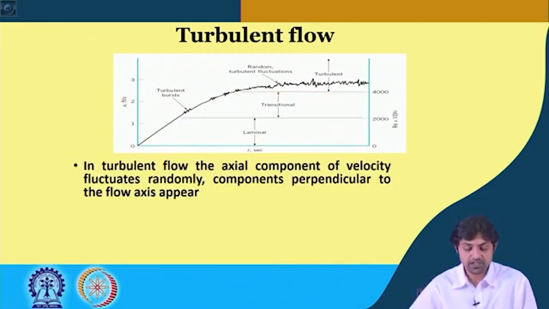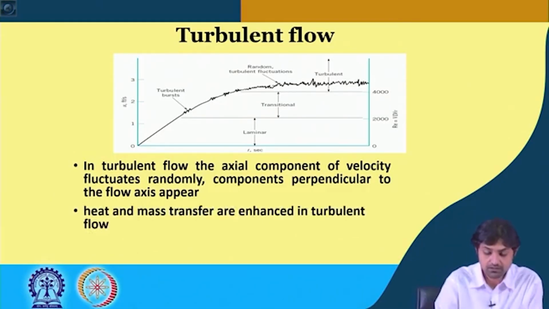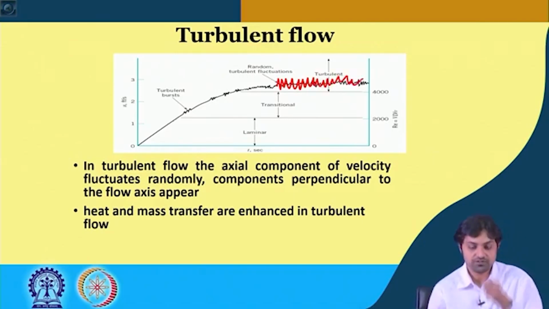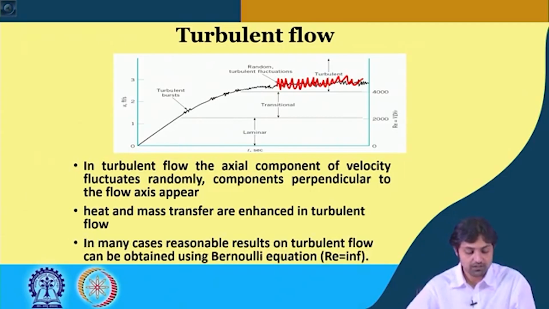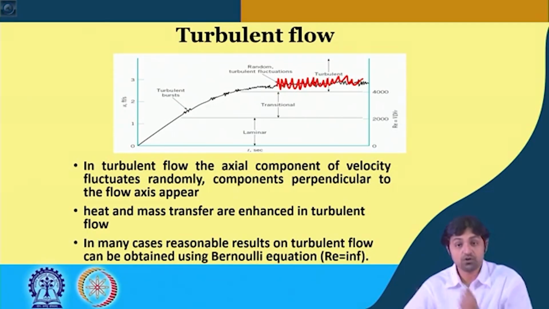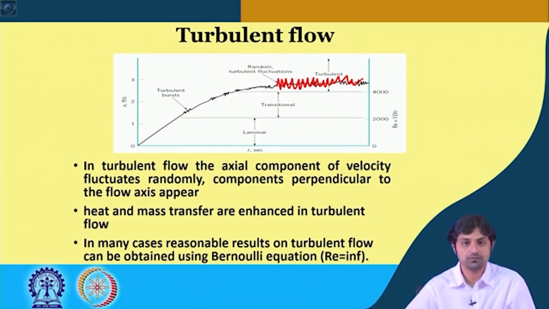In turbulent flow, the axial component of velocity fluctuates randomly. The components perpendicular to the flow axis appear, as you see here. In turbulent flow, heat and mass transfer are enhanced. That is another important feature that we know. In many cases, reasonable results on turbulent flow can be obtained using Bernoulli's equation, by putting the Reynolds number as infinity.